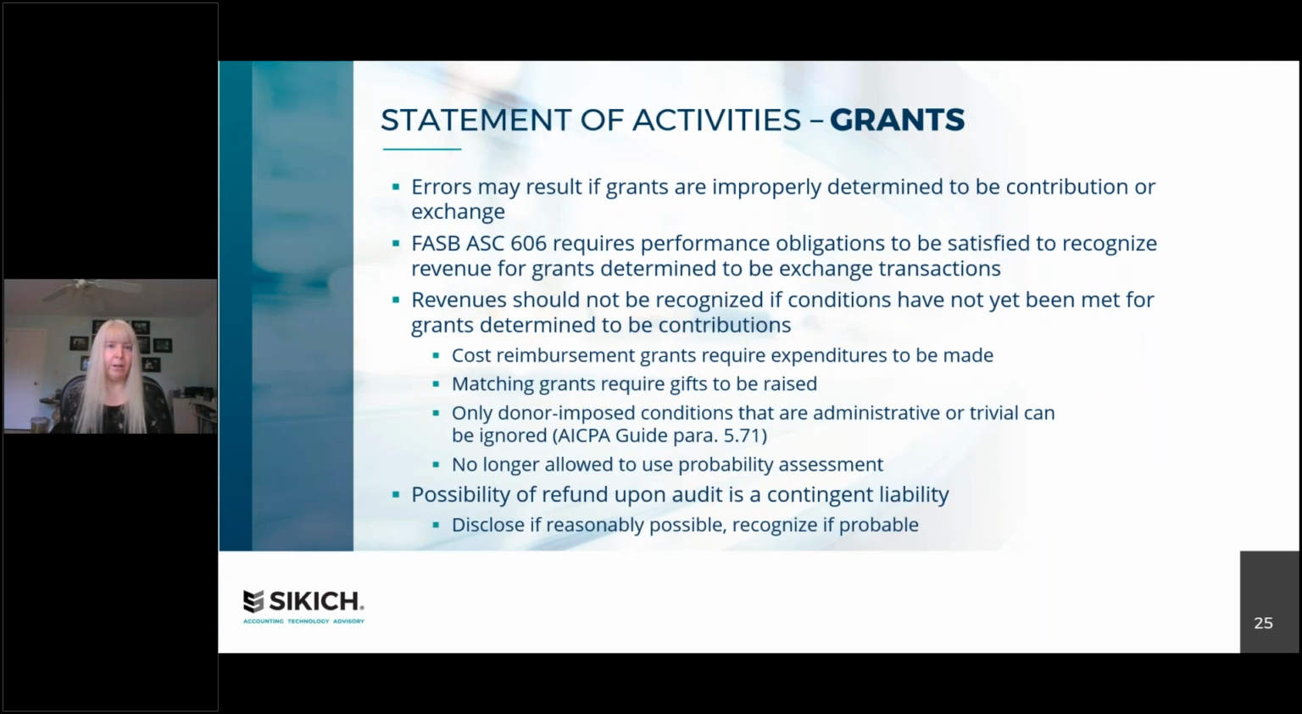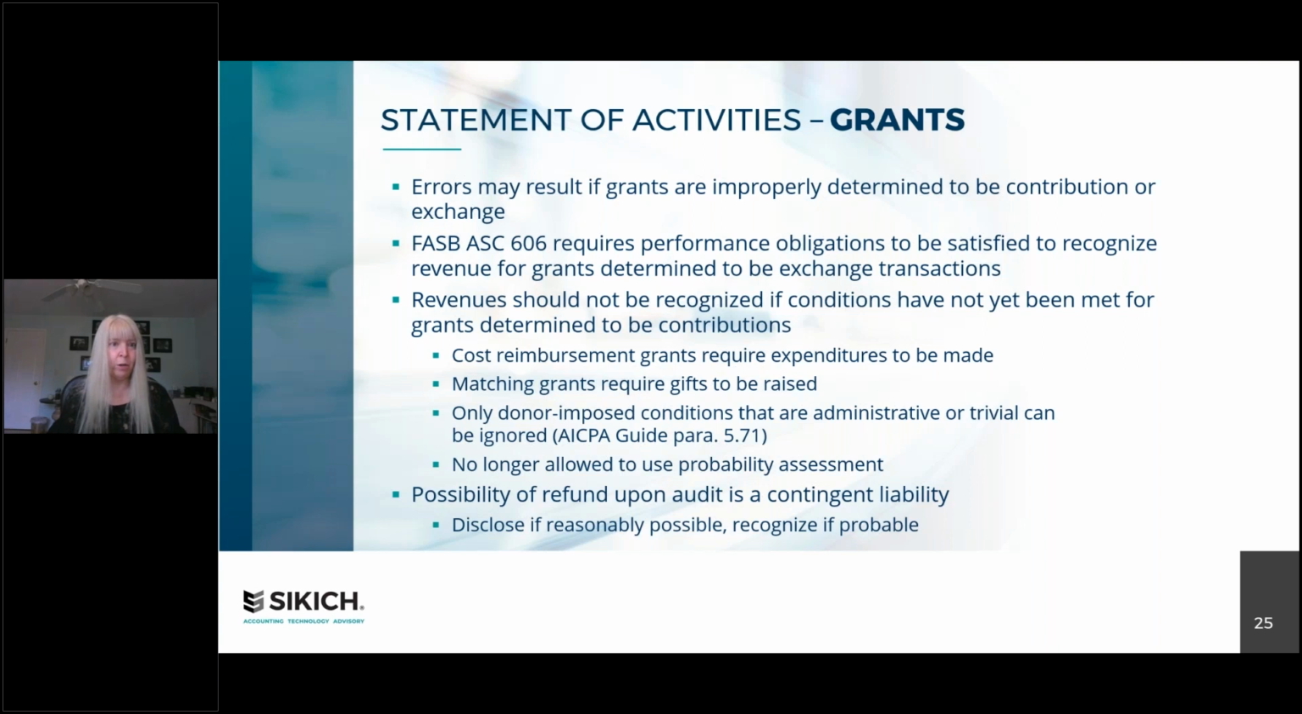For grants, that's the next area where we see some difficulties. And again, this goes back, like the promises to give, a lot of the difficulties here stem from underlying errors in the accounting. So errors in presentation may result if grants are improperly determined to be contribution or exchange or vice versa. So as a reminder, grants could be either contribution or exchange.